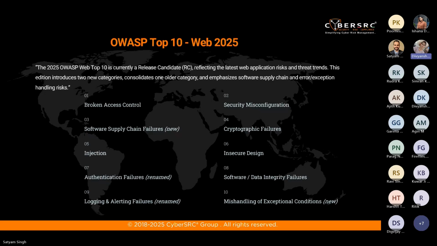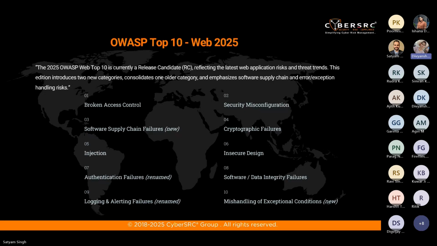First one, broken access control. Second, security misconfiguration. Our third category is software supply chain failures. It is the new category which is added in the OWASP top 10. Fourth one, cryptographic failures. And our fifth one is injection.